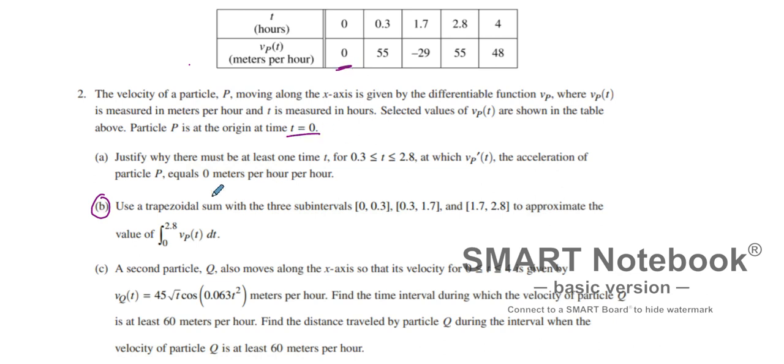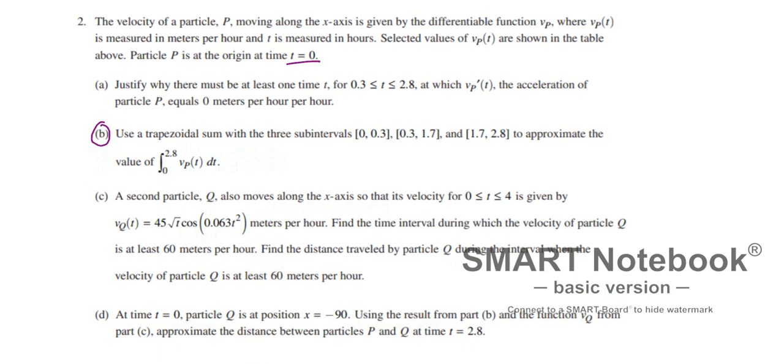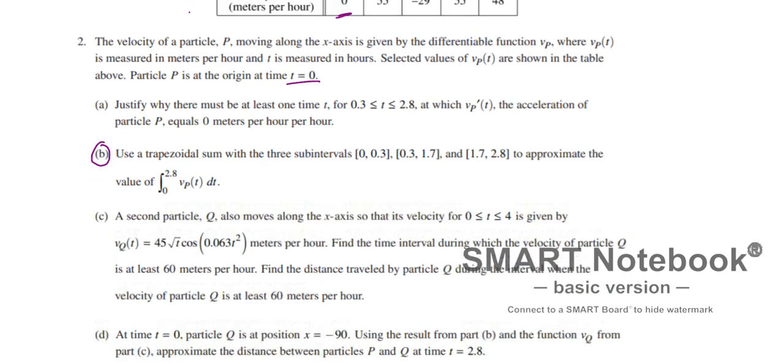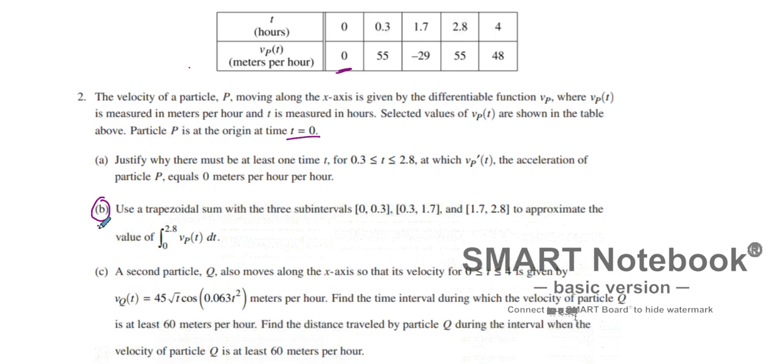Boom. Now, they give us some great problems here from A to D, but what we're going to do is I'm just going to be focusing on B here. And what I'm going to do is, it says use trapezoidal sums with 3 subintervals from 0 to 0.3, 0.3 to 1.7, and 1.7 to 2.8 to approximate this value right here. All right, we're going to be finding the approximate area under the curve from 0 to 2.8, and that's what an integral means. So we're going to find the area under the curve of this velocity function here. All right, meters per hour.